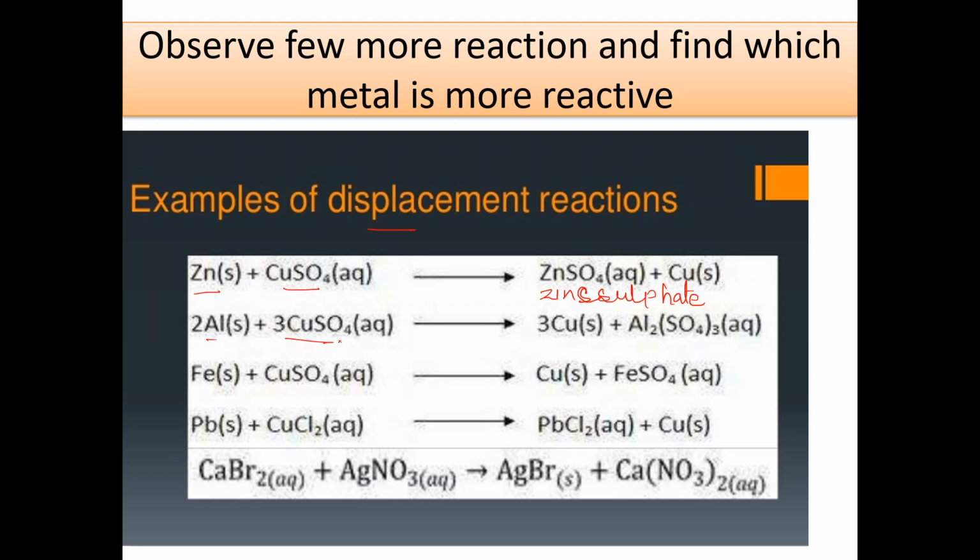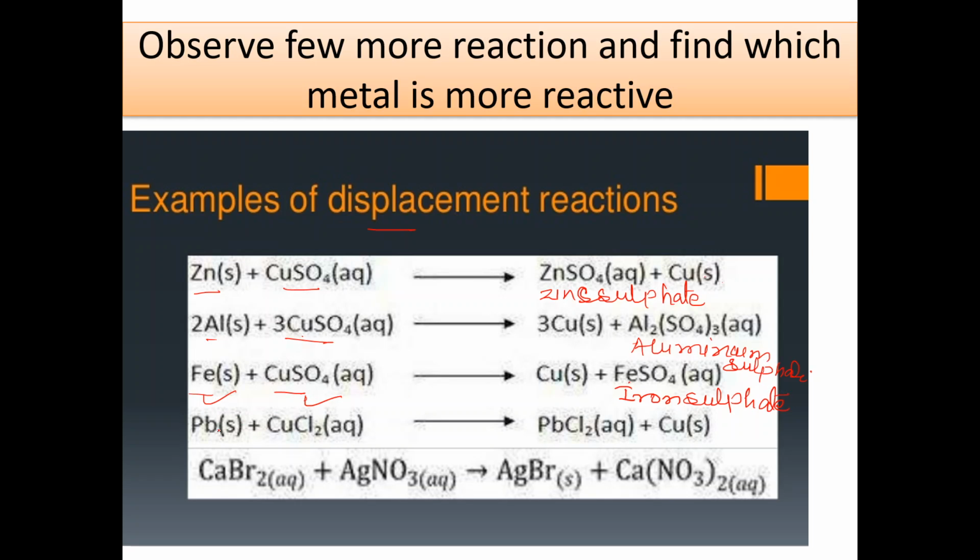Aluminium, this is copper sulfate. So aluminium is more reactive than copper, so it will displace. This is aluminium sulfate, and copper will be deposited. Iron plus copper sulfate. So iron is more reactive than copper, so iron is displacing copper and iron sulfate, FeSO4, is formed, all in solution form.